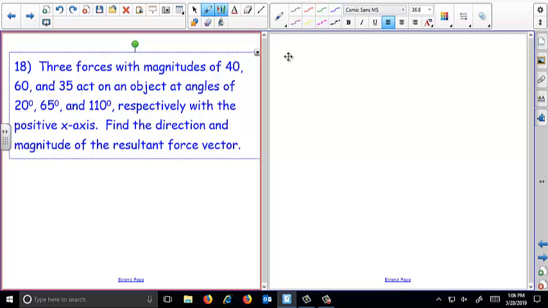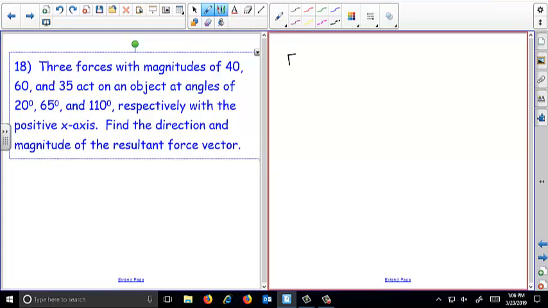So I'm just going to show you how to do this. Let's call F1 the 40 units. I didn't give units, so let's make it pounds. So you're going to have 40 pounds, that's the magnitude, times the cosine of 20 degrees I plus the sine of 20 degrees J.